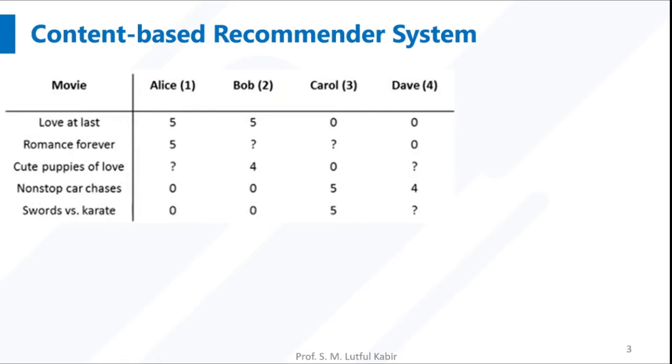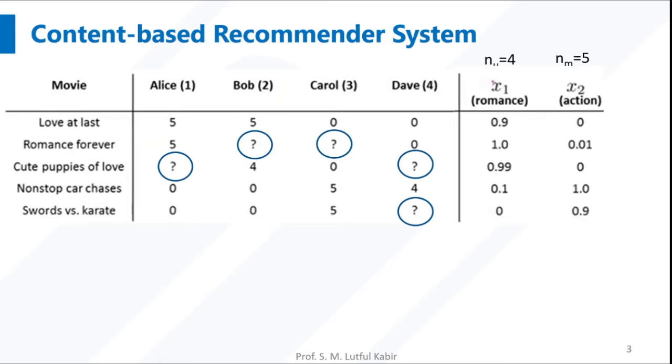Question marks indicate that the user didn't put any rating. So the number of users is 4 and the number of movies is 5. There are 5 movies: Love at Last, Romance Forever, Cute Puppies of Love, Non-Stop Car Chases, Swords versus Carrot. And from the user point of view, there are 4 users: Alice, Bob, Carol, and Dave. So these are the 5 ratings that the users didn't put. Our job now will be to predict these ratings. If they have watched the particular movie, what could be the rating? Whether it is 4 or 3 or 2 or something else.